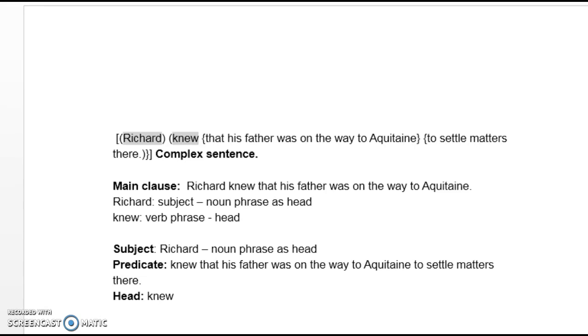So, the main clause that we have here is Richard knew that his father was on the way to Aquitaine. Richard is the subject, it is the noun phrase as a head. And knew is the verb phrase, which in this sentence is the head. The subject then is Richard, and it is the noun phrase as head. And the predicate is all the rest: knew that his father was on the way to Aquitaine to settle matters there. The head is knew, which is the verb.